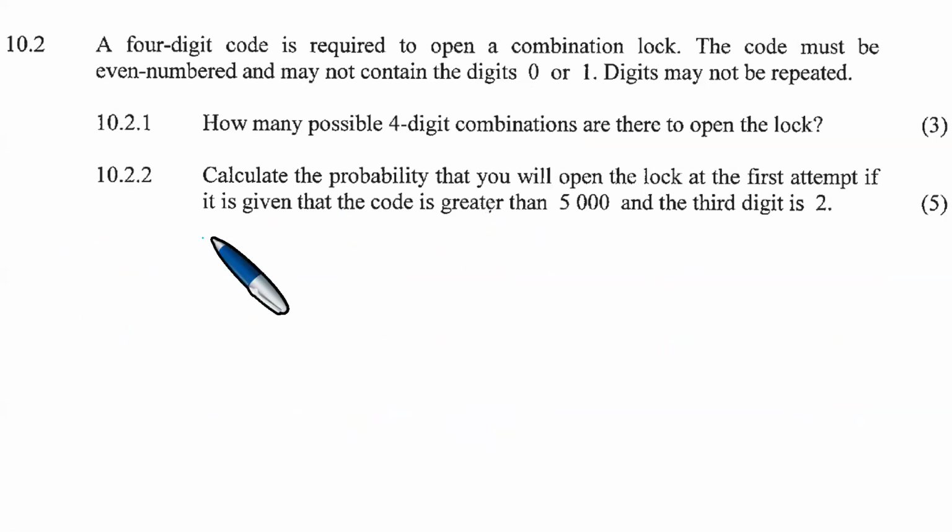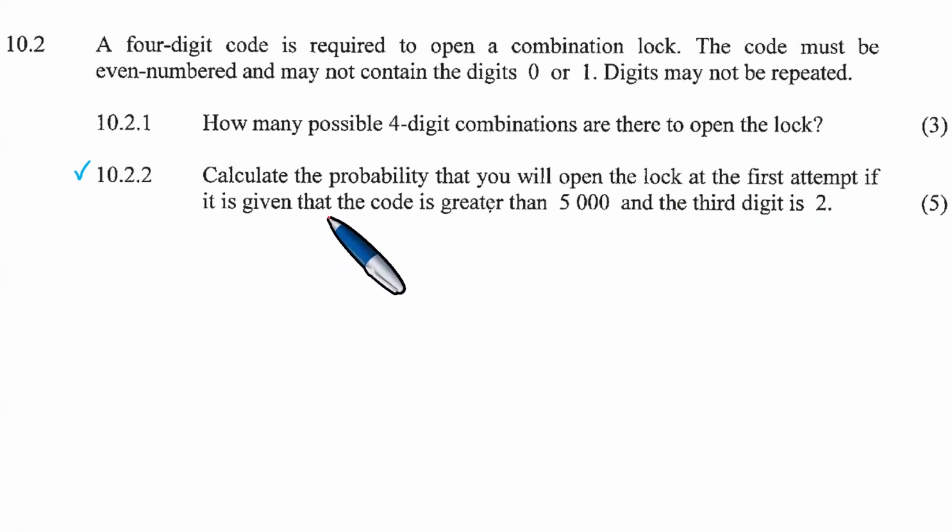The next question is 10.2.2. It is still on the 4-digit codes, and it's tricky, right? A 4-digit code is required to open a combination lock. So you must form this code. The code must be even numbered and may not contain the digits 0 or 1. Digits may not be repeated. Calculate the probability that you will open the lock at first attempt.